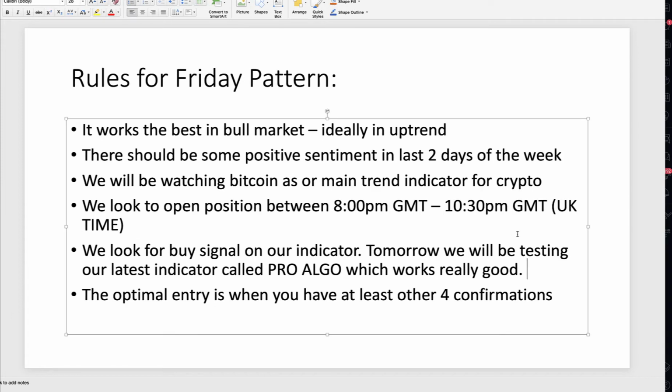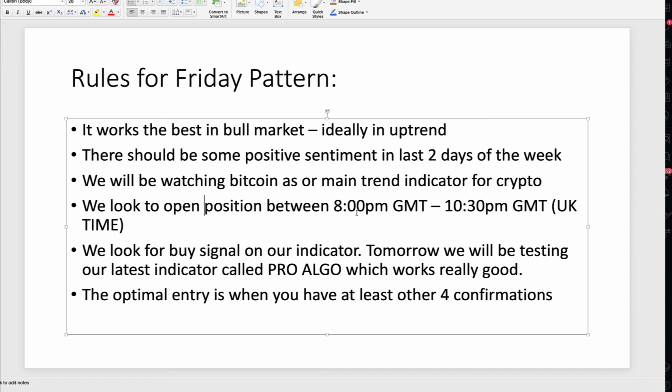Rules of entry for the Friday time pattern. It works the best in a bull market. Yes, ideally in an uptrend. We have an uptrend. There should be some positive sentiment. We had some positive and negative, so there's a mixture. It's not that everything is dropping. We are also going up. We will be watching Bitcoin as the main trend indicator for crypto. Yes, we are going up, we're going down, so it's okay.